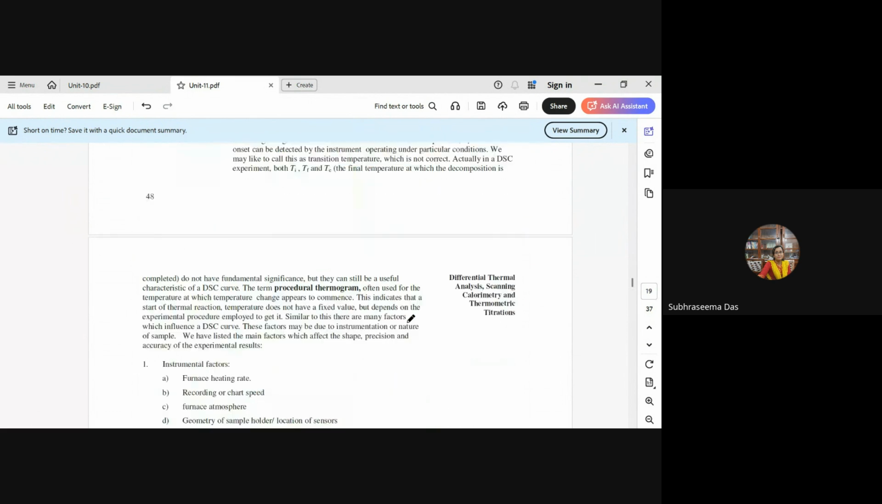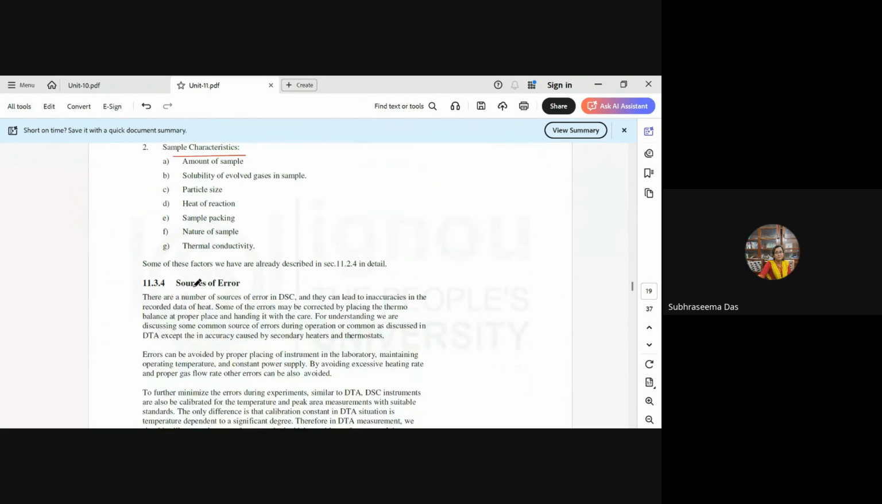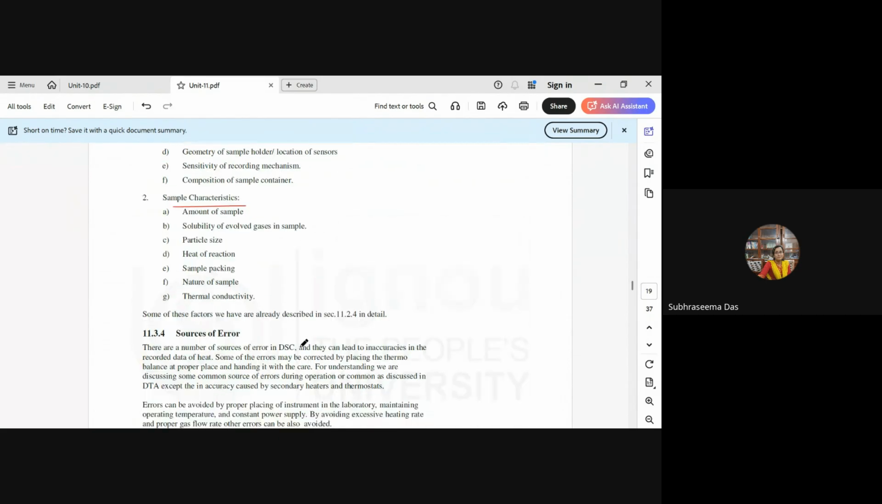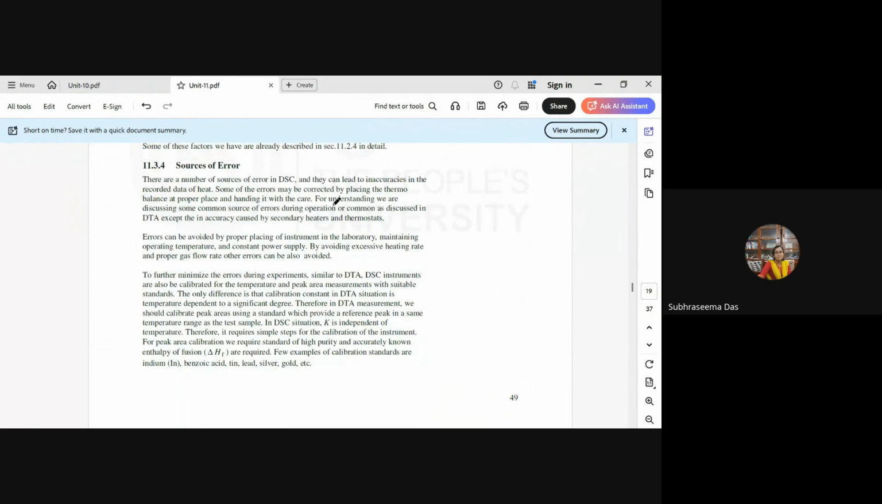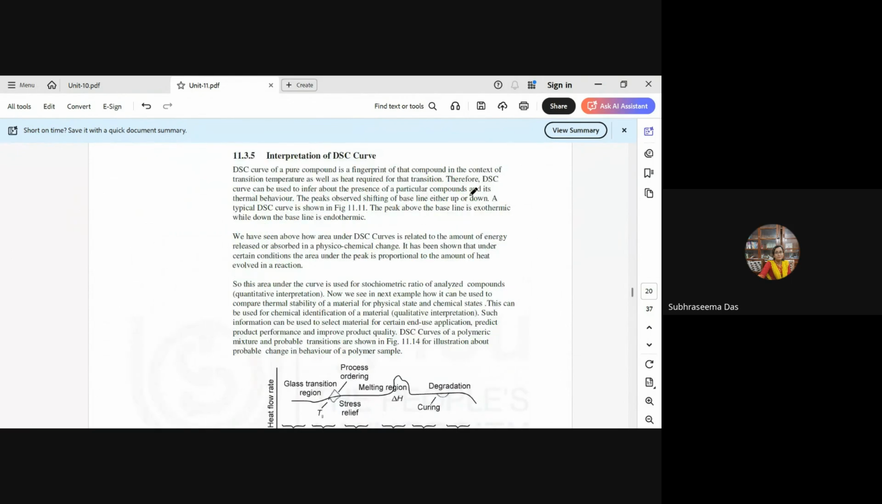The factors affecting DSC are the different instrumental factors and sample characteristics. The sources of error are similar to those studied for TG and DTA. Then, interpretation of DSC curves: the DSC curve of a pure compound is a fingerprint of that compound, because the transition temperature and the heat required for the transition are particular for a particular compound.